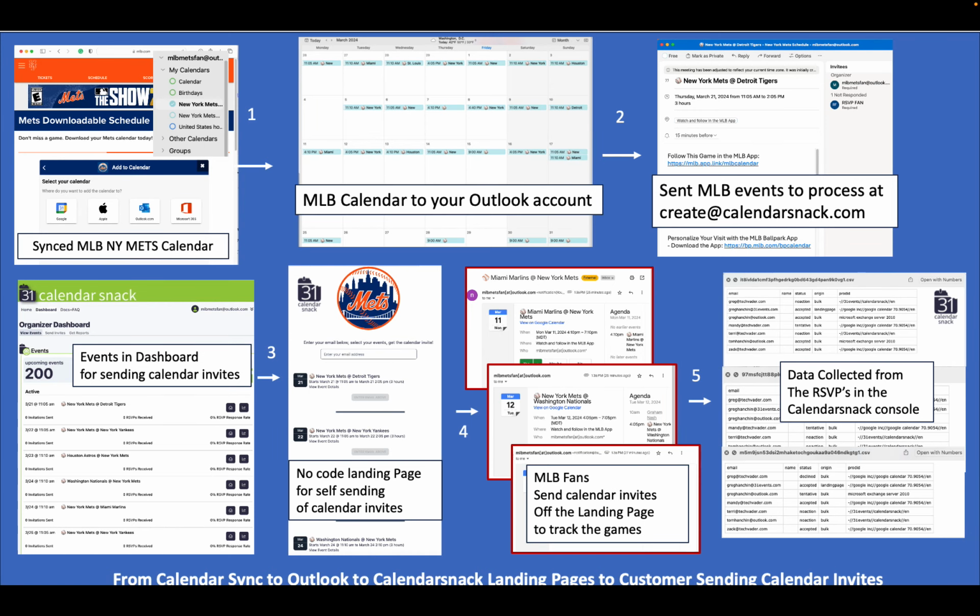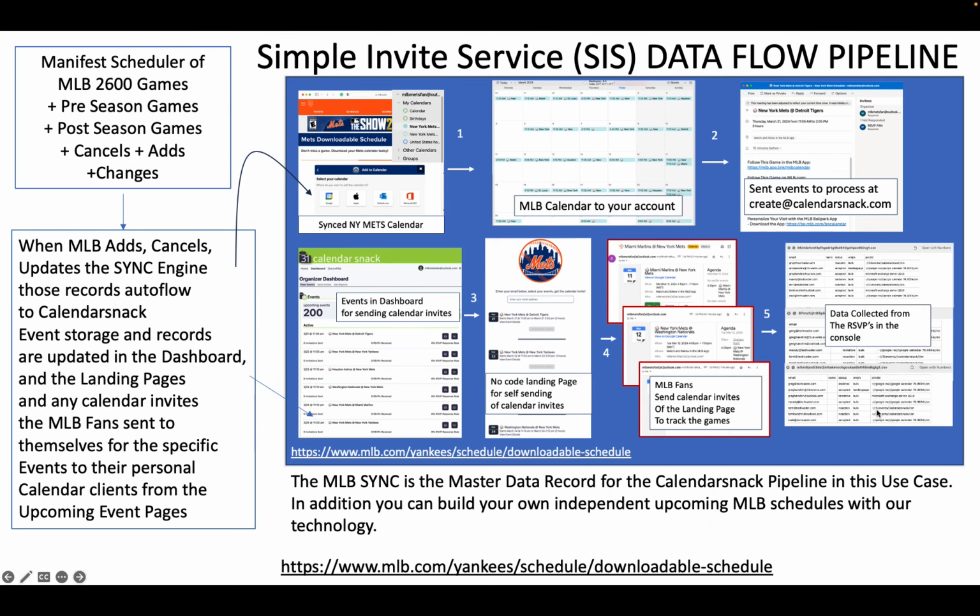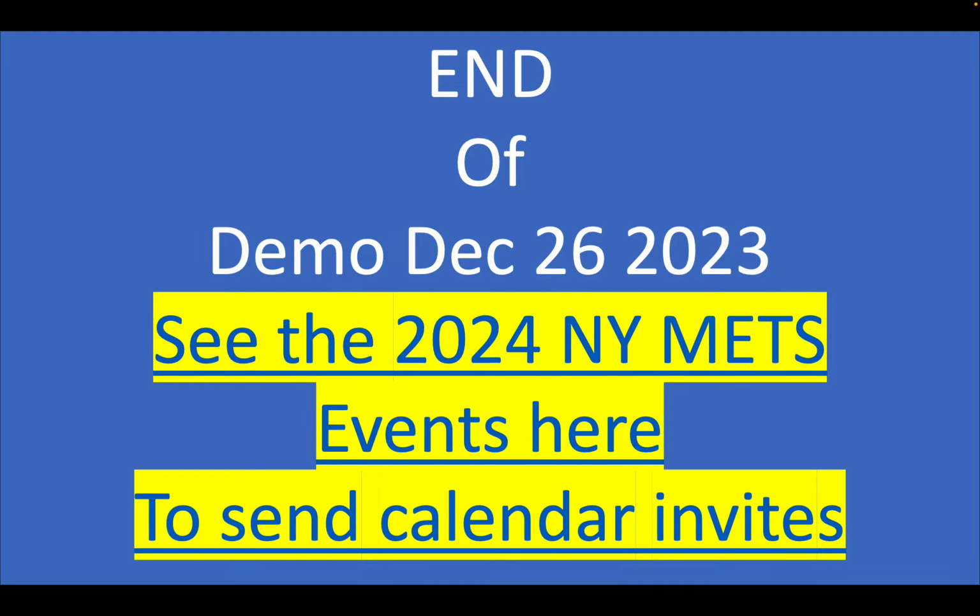How I did that, again: I synced my New York Mets calendar to my Outlook. I sent these events to calendarsnack.com. They ended up in the event dashboard over here. I generated the landing page. The landing page was used by some of my customers. This was a no-code generated landing page. I sent out the MLB invites here, and then I collected the data. That's a summary. The simple invite service flow looks like this, and I've over-explained it by now.